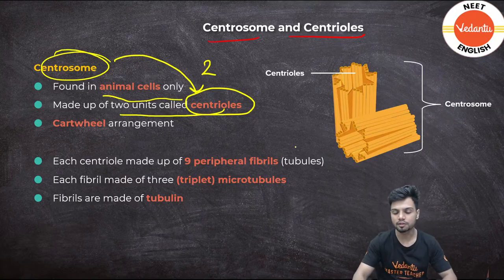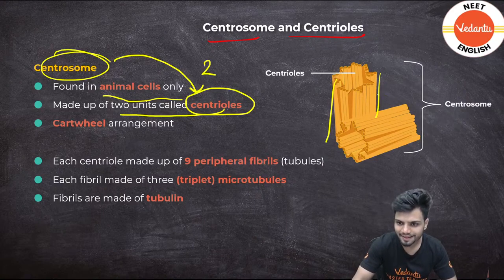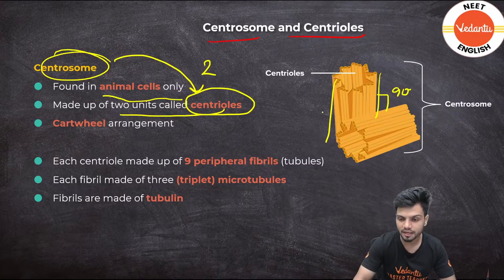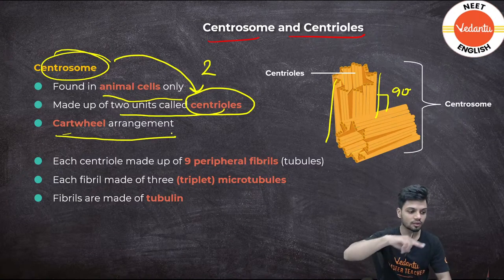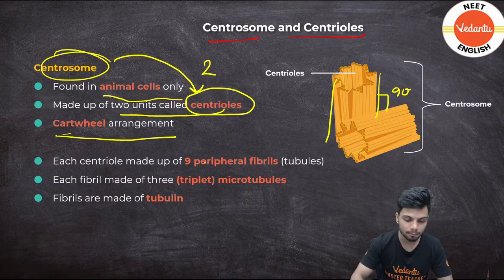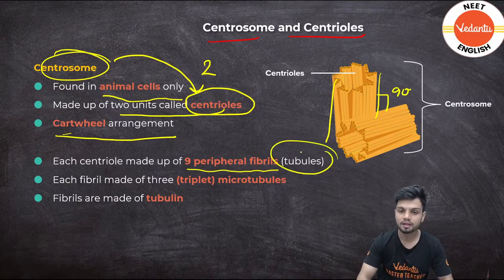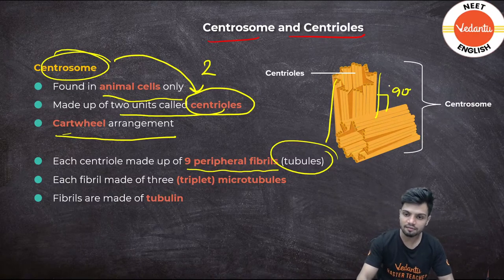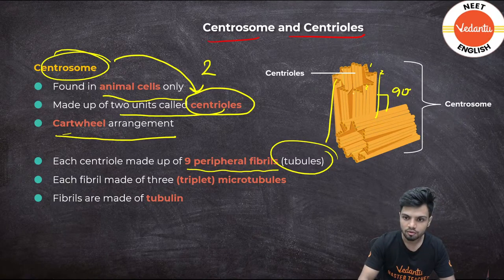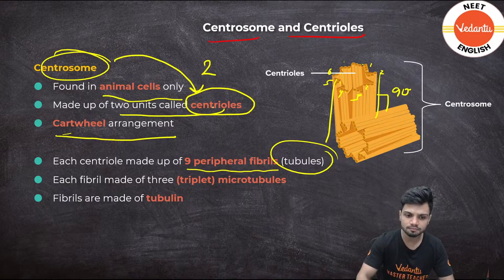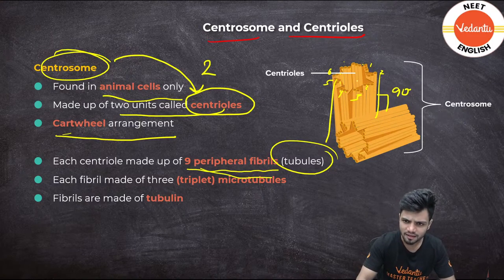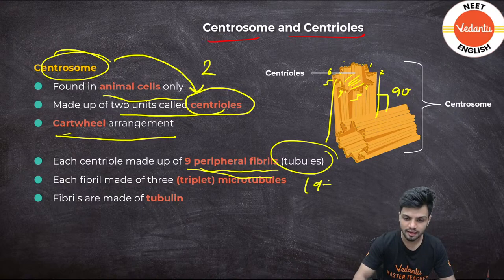One centrosome is made up of two centrioles. Can you see they are perpendicular to each other and form a 90 degree angle like this? And they show a cartwheel arrangement. Now, each centriole is made up of 9 peripheral fibrils, that is tubules. Just like in flagella, here also we have 9. Can you see 1, 2, 3, 4, 5, 6, 7, 8, 9 different peripheral tubules. What about inside? Inside is completely empty. This is a 9 plus 0 arrangement.